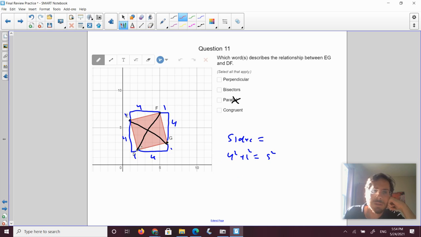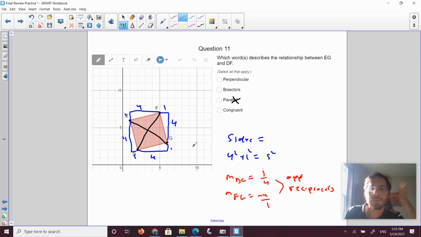And by counting, I was able to find out that the slopes of DG, up 1 over 4, and FG, down 4 over 1, are opposite reciprocals. Which means that these are going to all be 90-degree angles. I could check every single one of them. And so if a shape has all 90-degree angles and all the sides are the same, what we have here is a square.